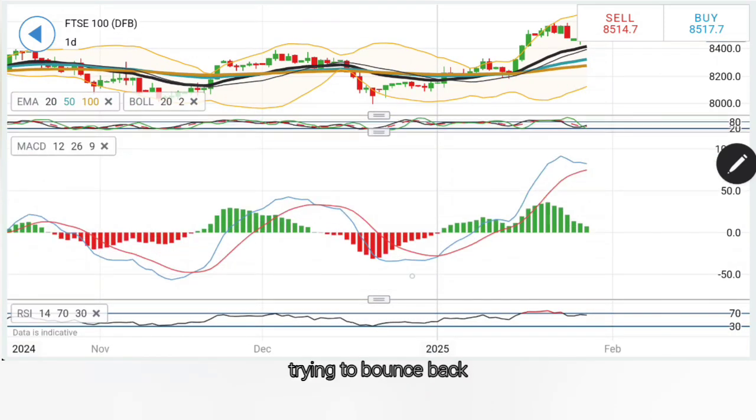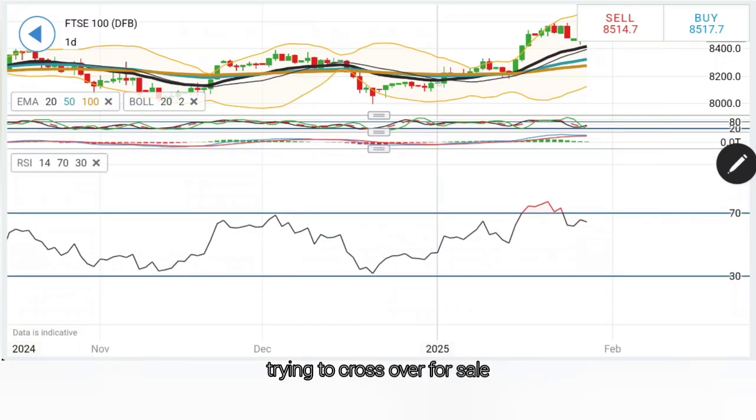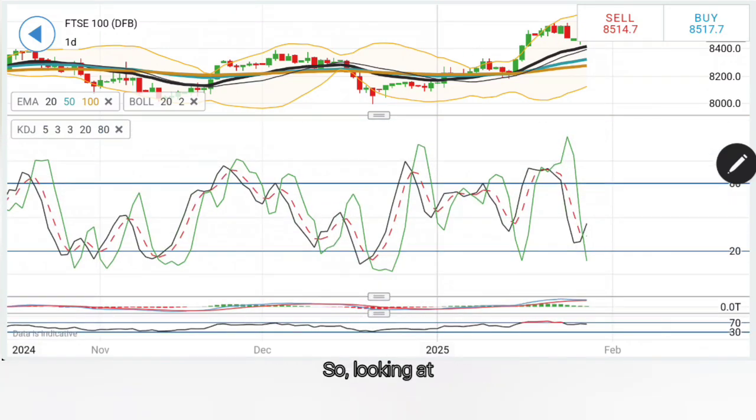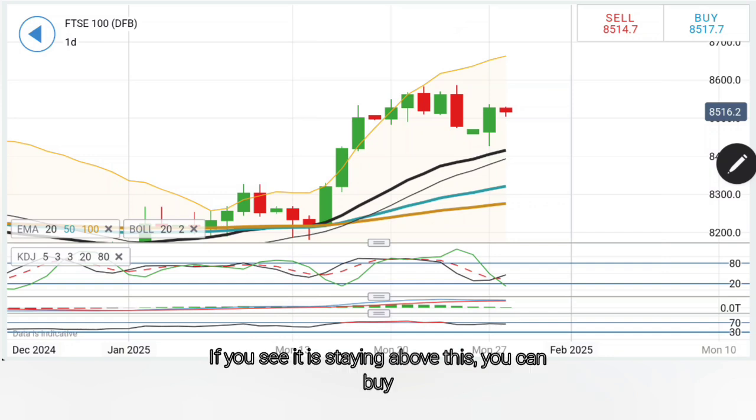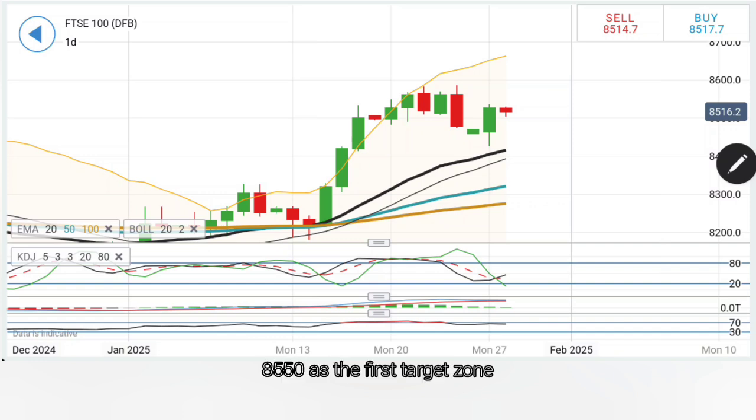Stochastic has dropped, trying to bounce back. MACD is in green trying to cross over for sell. RSI has come out of the overbought zone. So I'll recommend you to only buy if you see it is staying beyond 8528, 8532 levels. If you see it is staying above this, you can buy. Expect 8545, 8550 as the first target zone, 8562 as the next, and then beyond that, we can expect it to move towards 8570, 8580 levels. Beyond that, sky is the limit. 8600 is going to be there very soon. The chances for which, as far as my expectation is concerned, appear to be less.